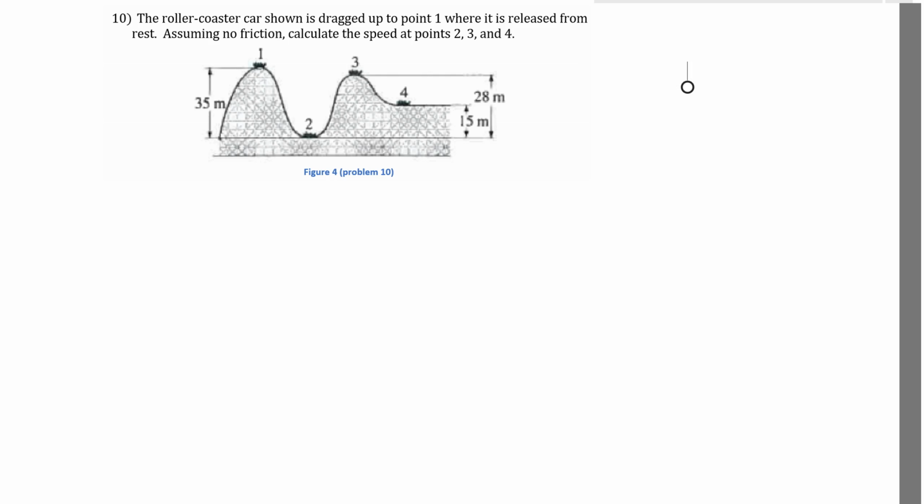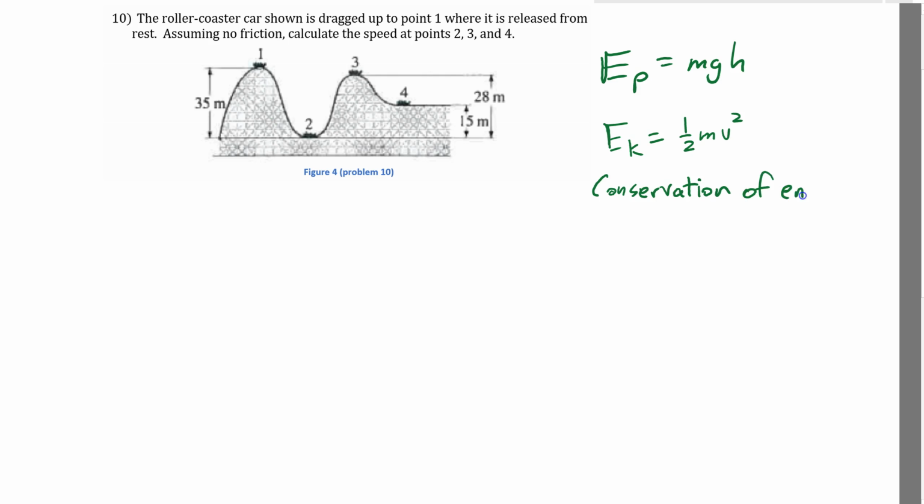So this is straight up conservation of energy, and the only energy types present will be potential energy due to gravity, which is m times g times the height above some reference line, and kinetic energy is 1/2 mv squared. And the other thing is conservation of energy. If the car loses potential energy, then the place where that potential energy goes is straight to kinetic energy. So you need those 3 things, and you will be able to calculate how fast it's going.